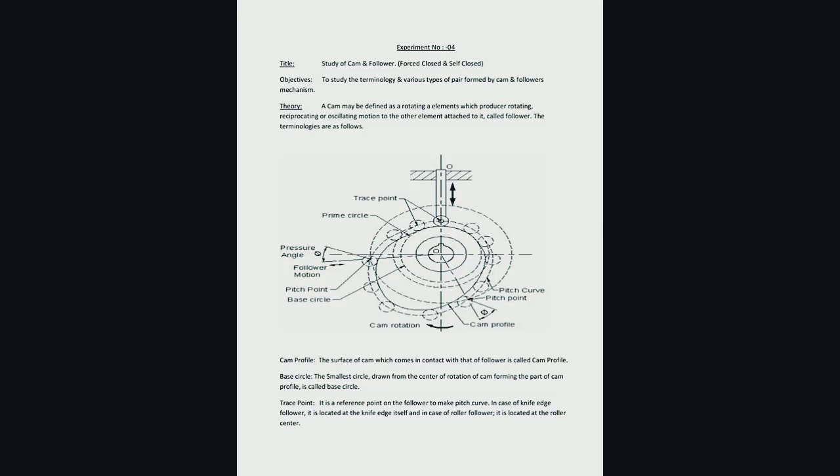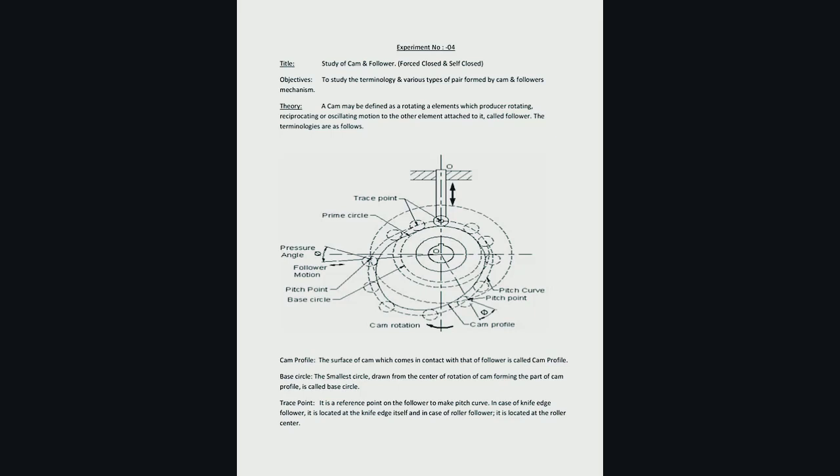Length of belt for open belt drive. Observation for open belt drive: diameter of smaller pulley, diameter of larger pulley, distance between the centers of the 2 pulleys, angle of lap. Table for open belt drive. Number of observations: length of belt, mean length of belt.